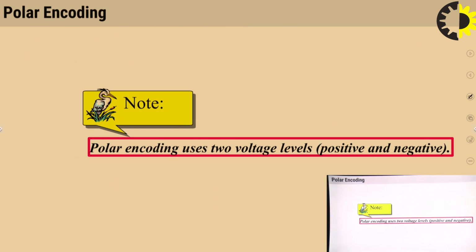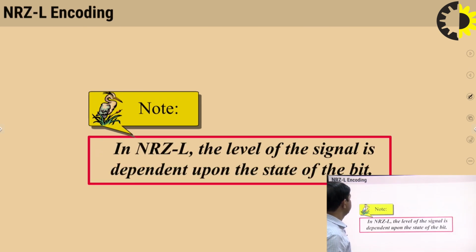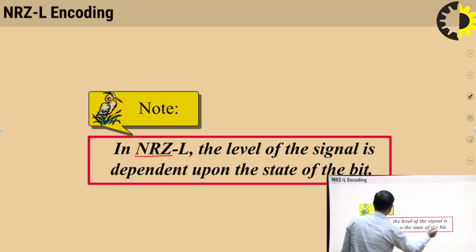In case of polar encoding, we are using 2 voltage levels, one for the positive and another for the negative. Let us take an example. As we have discussed earlier, NRZ, RZ, Manchester encoding, and differential Manchester encoding come under this category, that is called polar. And NRZ is further divided into 2 categories, the first one is the NRZ-L. L means level. NRZ means non-return to 0. Now, in this coding scheme, the level of the signal is dependent upon the state of the bit.